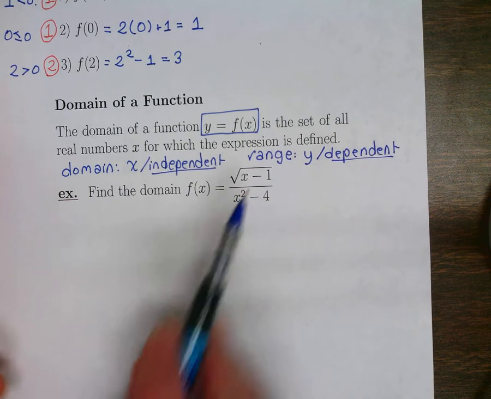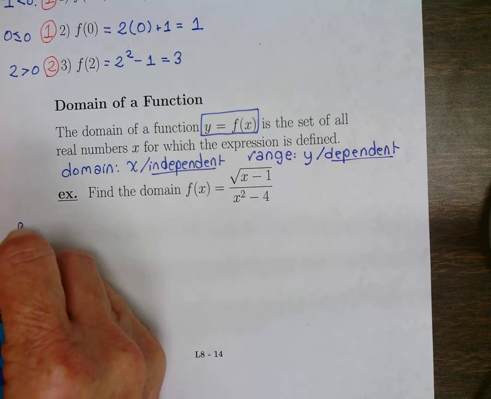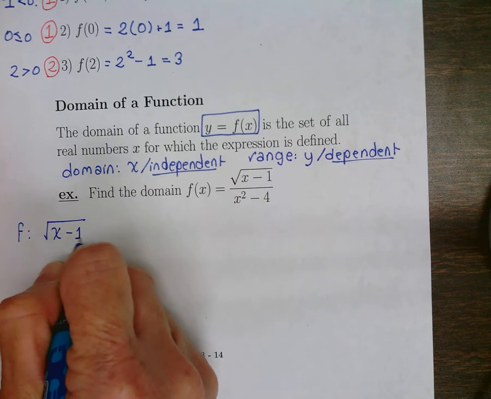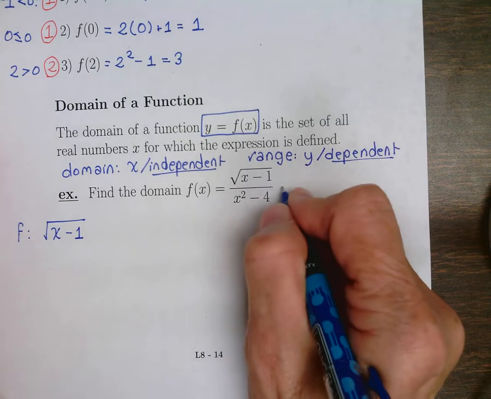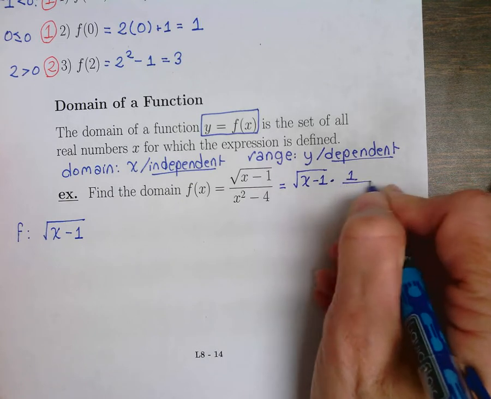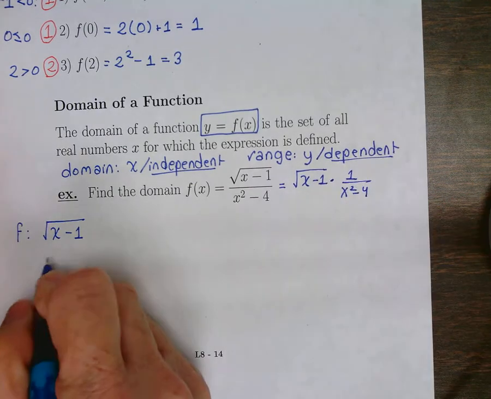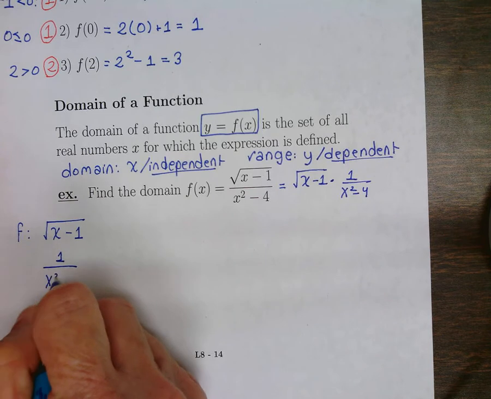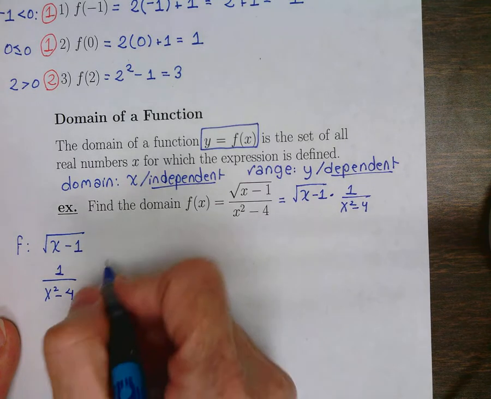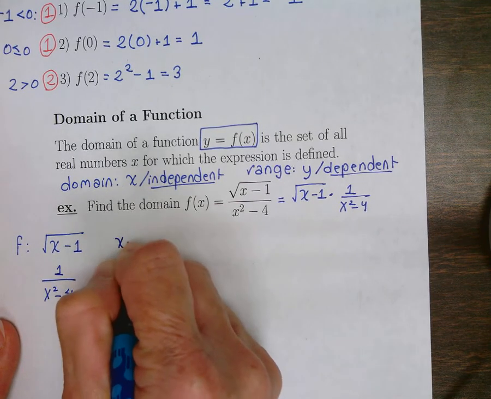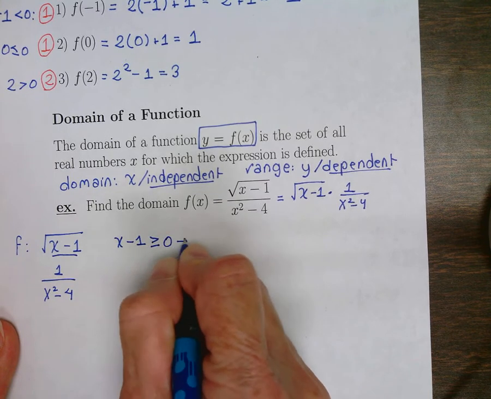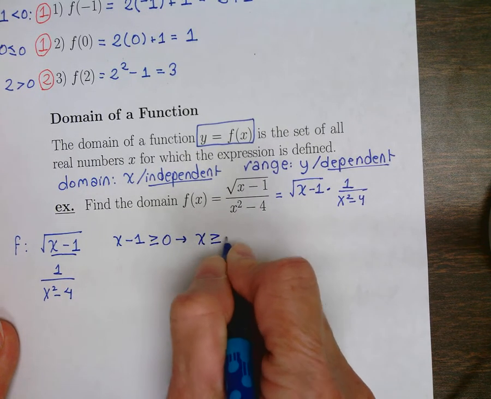And notice that we have two expressions in this function. We have two parts. One is square root of x minus 1, and the other, if I think of this as a fraction, is 1 over x squared minus 4. And each of those has unique restrictions. Here, I know that x minus 1 is under the radical, so it has to be at least 0. So I know x has to be greater than or equal to 1.